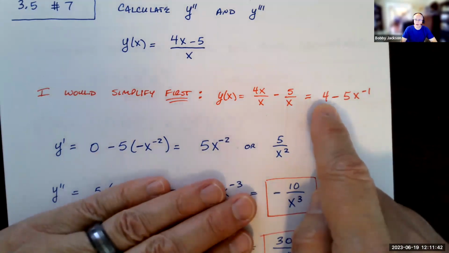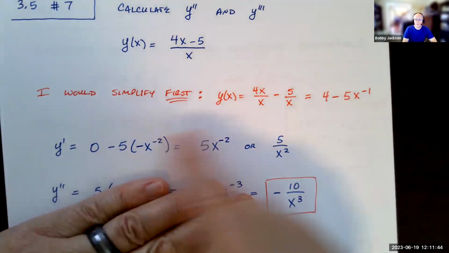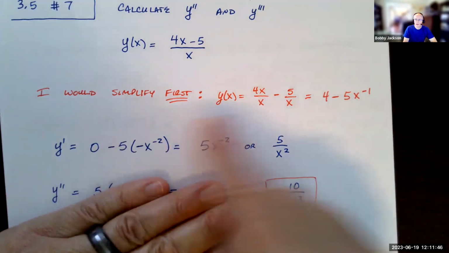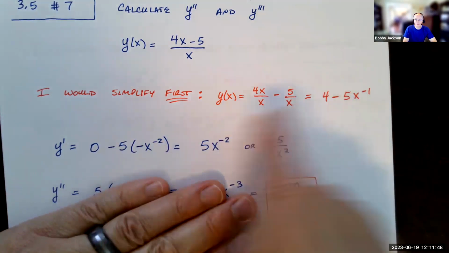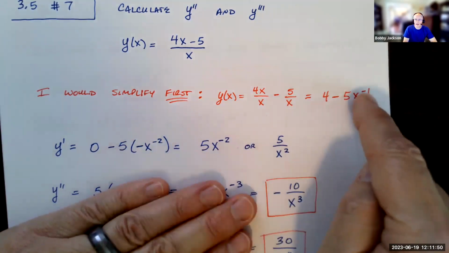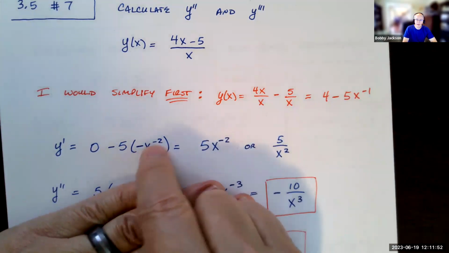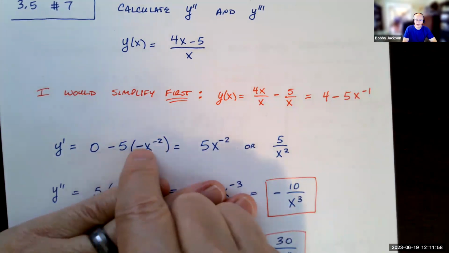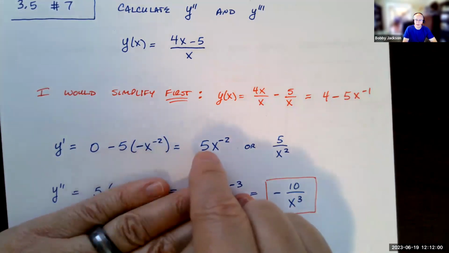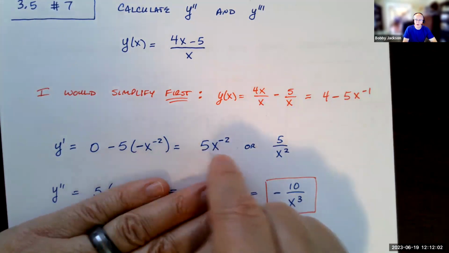Derivative of 4 is a constant. Derivative of a constant is 0. Minus 5x to the negative 1. 5 is a constant multiple. X to the negative 1, bring the negative 1 down. X, subtract 1 from that power, negative 2. So there's the power rule. 0 minus 5 times a negative, negative times negative makes it positive 5x to the negative 2, or 5 divided by x squared.